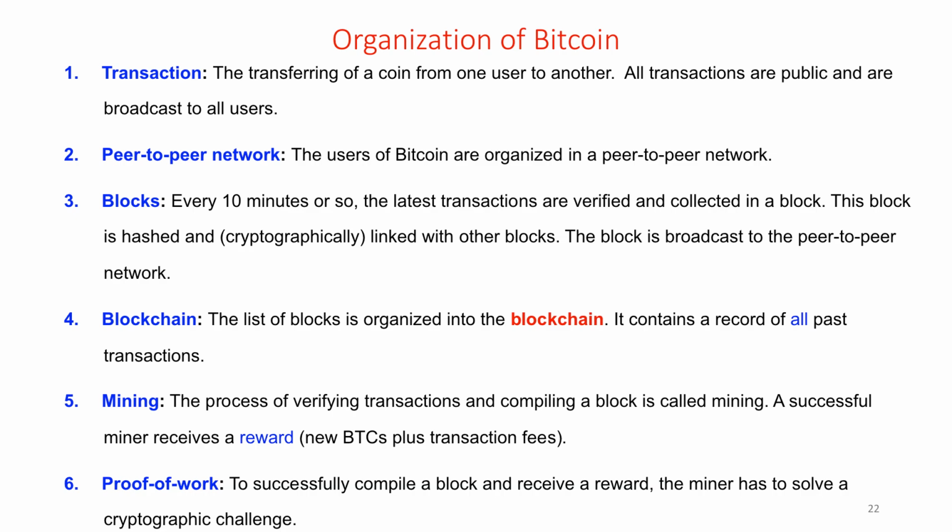So, these are the basic parts of Bitcoin. There is a transaction, which is transferring a coin from one user to another. We talked about the peer-to-peer network. The blocks are a collection of transactions. They are formed about every 10 minutes, and they are verified and then added to the blockchain.